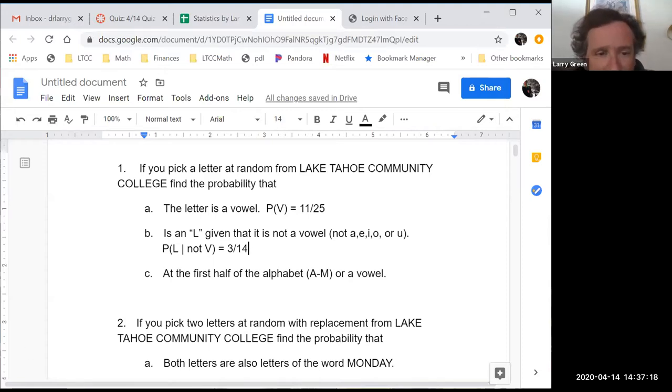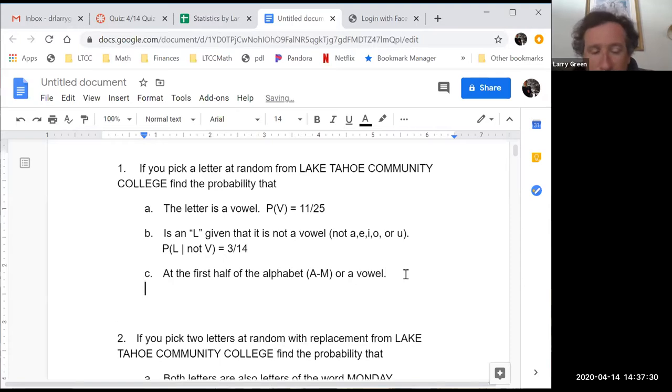Okay, let's look at part C. So now, what is the probability if you pick a letter at random from Lake Tahoe Community College that it's in the first half of the alphabet, that means A through M, or a vowel? So I always like to start by doing it in symbols: probability of first half, I'll just call that FH for first half, or a vowel.